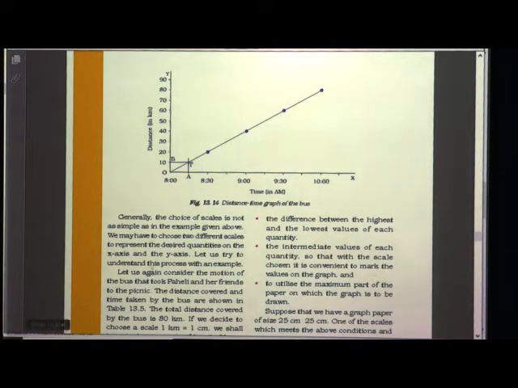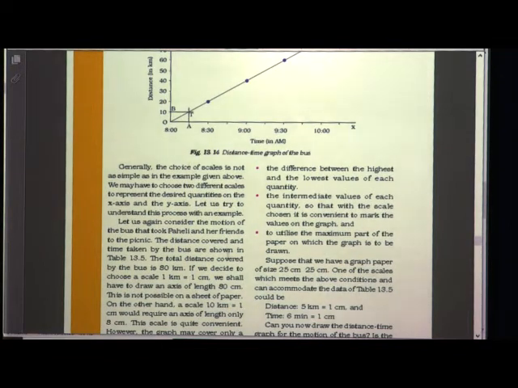So, let us try to understand this process with an example. How we can draw this when the scales are different, that we will learn in this next type of graph. Let us again consider the motion of the bus that took Paheli and her friends to the picnic. The distance covered and time taken by the bus are shown in table 13.5. I told you that this graph is showing the readings of the first table, table 13.5.